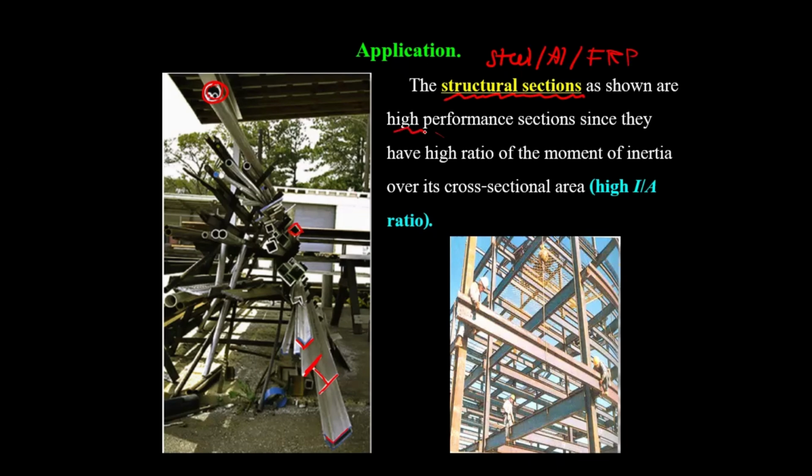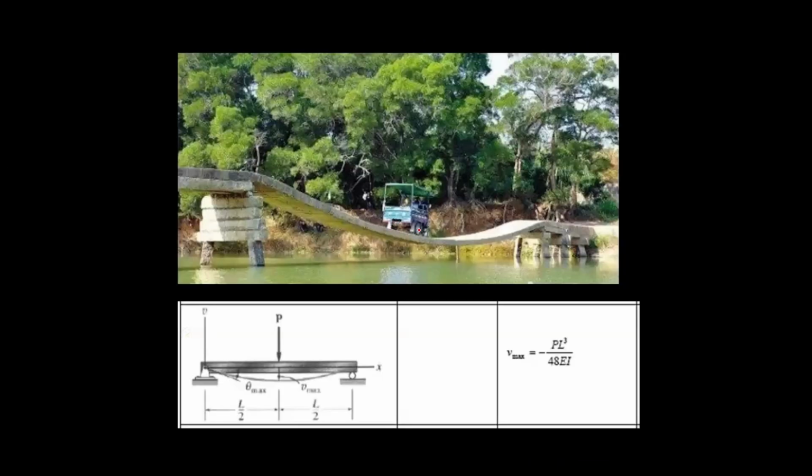We produce this since this kind of section is a high performance section. Why is this a high performance section? Because it has a large I over A ratio. It has a large value of moment of inertia for its cross-sectional area. Coming into this equation, we like to have large I, which is over here. This term is the moment of inertia, your friend.